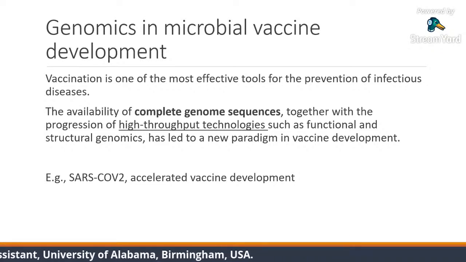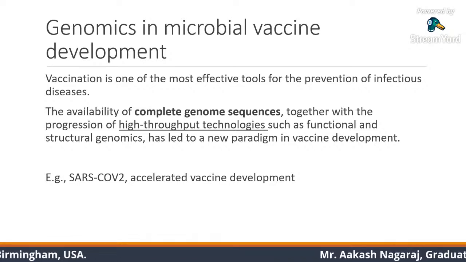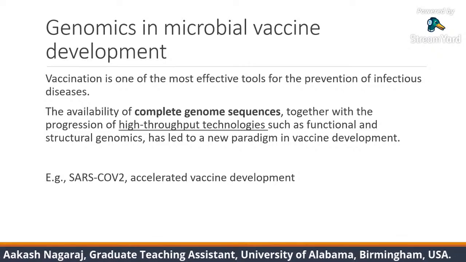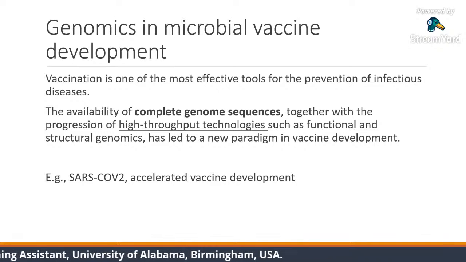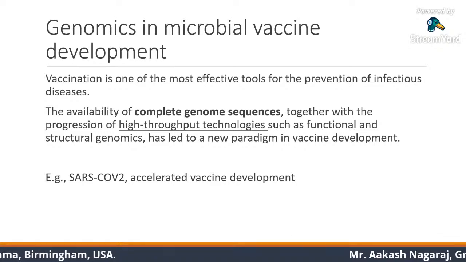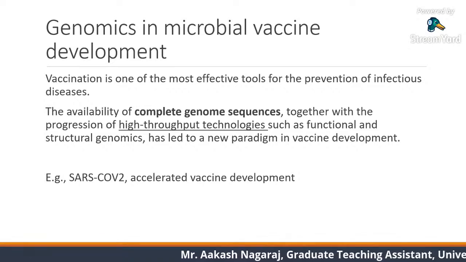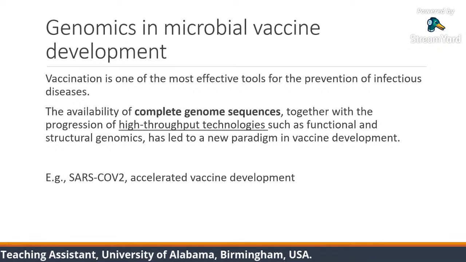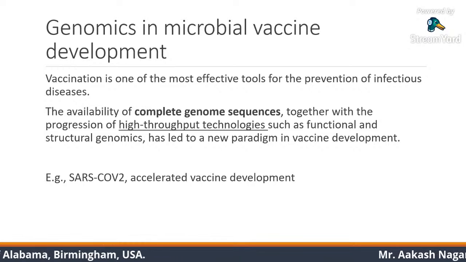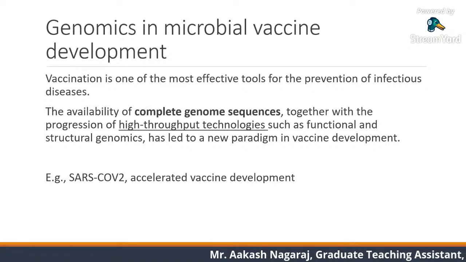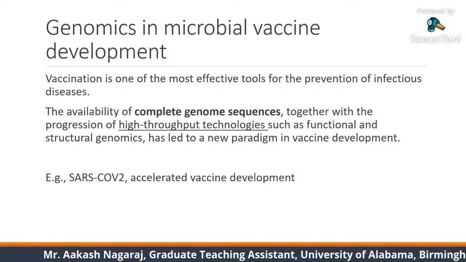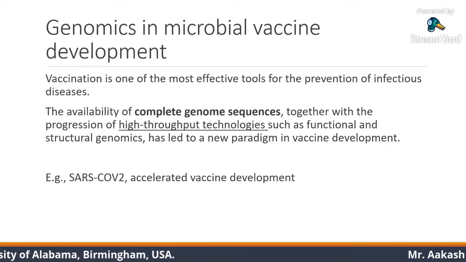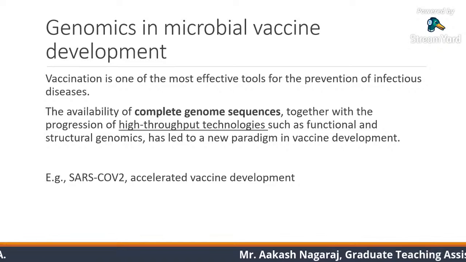Using functional genomics and structural genomics, we can find out the genetic information and also the structure of, say, proteins in the cell wall, that is where the immune system will find out to make antibodies. So by knowing the structure and the genetic sequence, the genome sequence, we can have accelerated vaccine development, much quicker. Usually this process is very long.